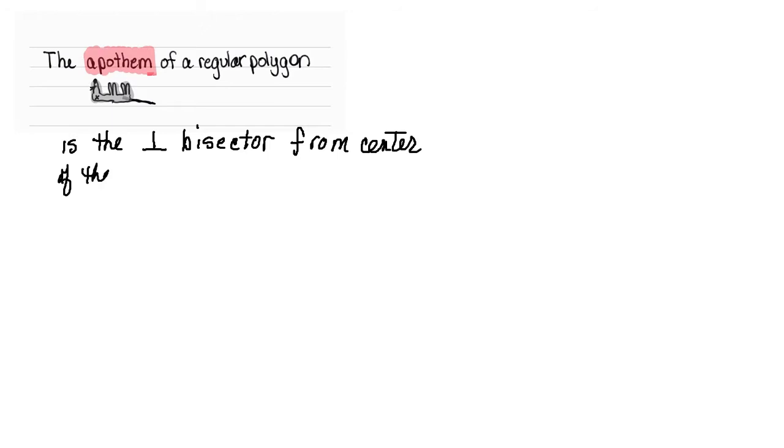Now for the fun part, the apothem of a regular polygon. The apothem is the perpendicular bisector. That is a perpendicular line. Bisector means it cuts it in half. That is a perpendicular bisector from the center of the polygon that goes to the opposite side.